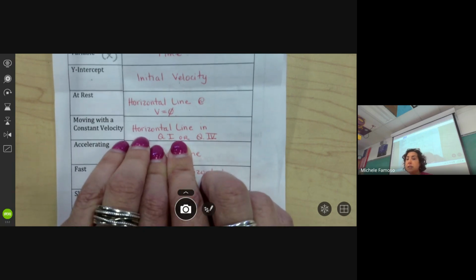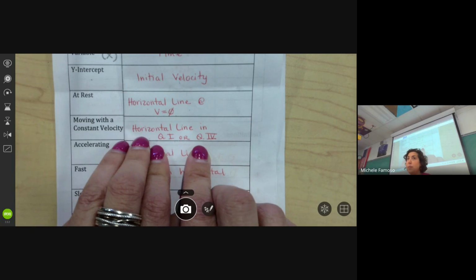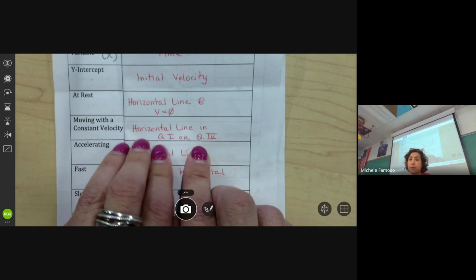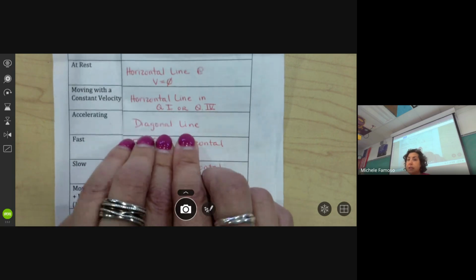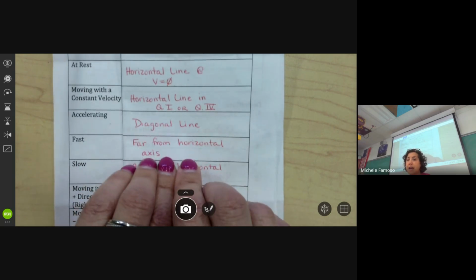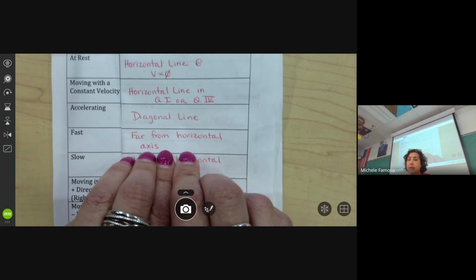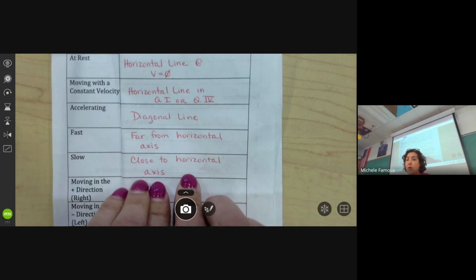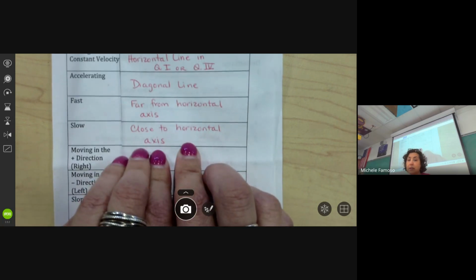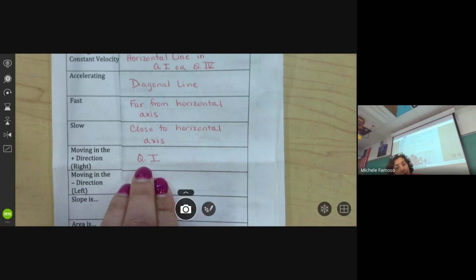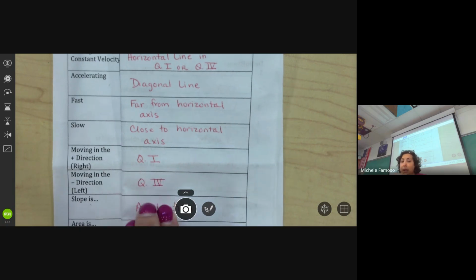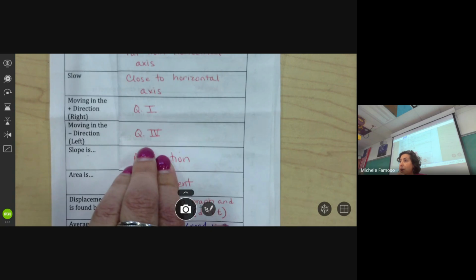When you're moving with a constant velocity, you're looking at a horizontal line that's either up in quadrant 1 or down in quadrant 4, either above or below the x-axis. When you're accelerating, you're always going to see a diagonal line. If you're moving fast, your line is far from the x-axis. If you're moving slow, your graph is close to the x-axis. If you're moving in the positive direction, your graph needs to be above the x-axis in quadrant 1. If you're moving in the negative direction, your graph should be below the x-axis down in quadrant 4.